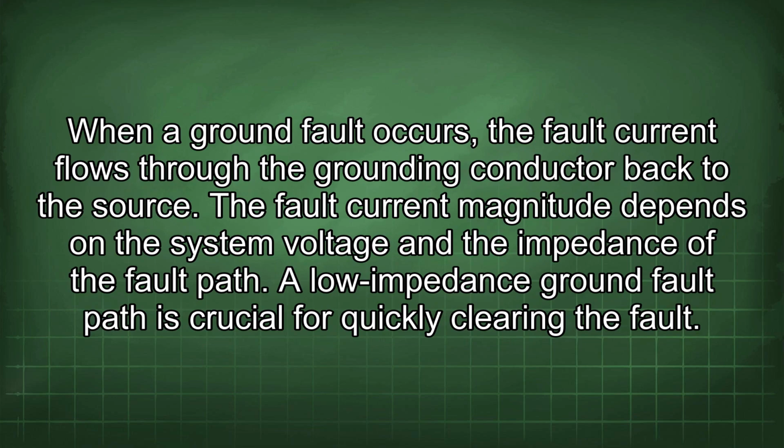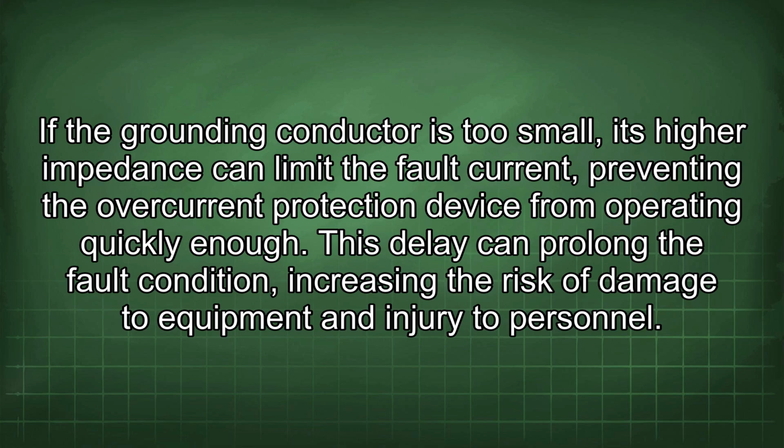When a ground fault occurs, the fault current flows through the grounding conductor back to the source. The fault current magnitude depends on the system voltage and the impedance of the fault path. A low impedance ground fault path is crucial for quickly clearing the fault. If the grounding conductor is too small, its higher impedance can limit the fault current, preventing the overcurrent protection device from operating quickly enough. This delay can prolong the fault condition, increasing the risk of damage to equipment and injury to personnel.